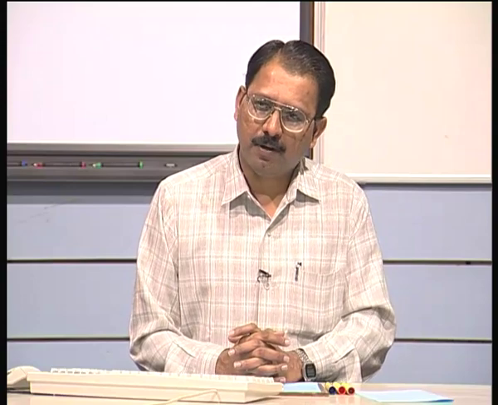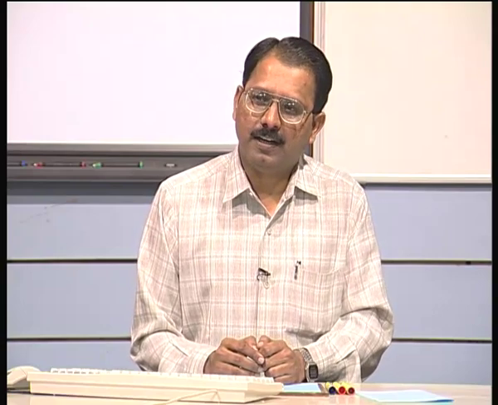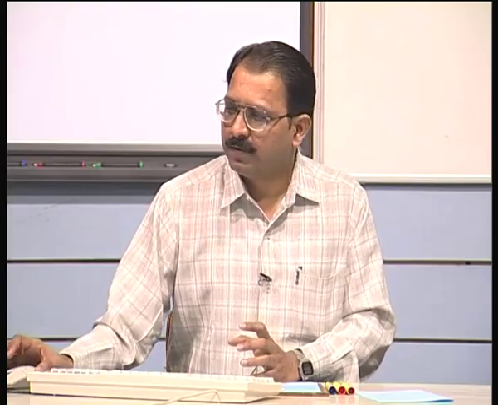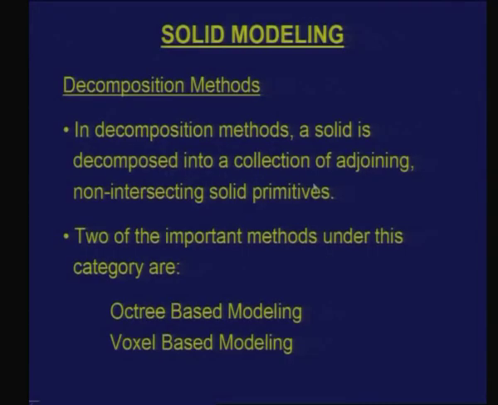But I can also build an object where I put together primitives that are non-intersecting. They are not in the form of an intersecting method. These kinds of methods are usually called decomposition methods. So what is done in a decomposition method is basically you put together non-intersecting solid primitives. There are many variations of decomposition methods, but the two most popular representations for solids are octree based modeling and voxel based modeling.